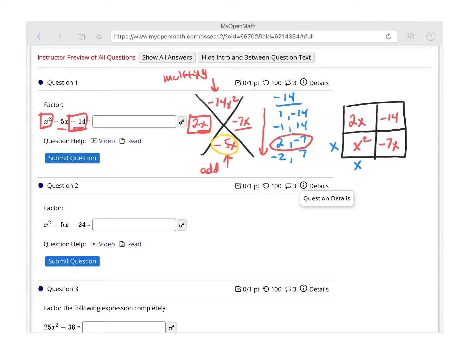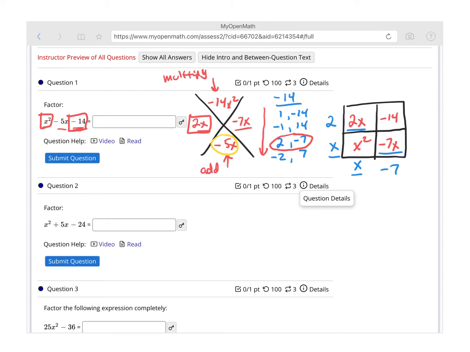So then all I do is I say, okay, what number times x will give me 2x? Well, x times 2 gives me 2x. So really what I'm doing is I'm saying that if I take this number here times this number here where they meet, and I multiply them together, that's going to give me 2x. Then I say x times what number gives me negative 7x? Well, that's just negative 7.